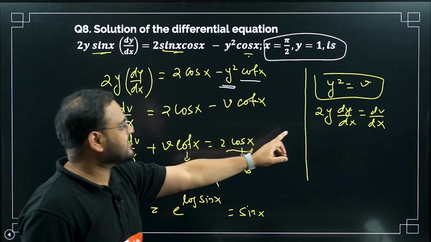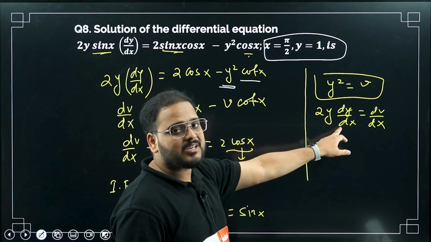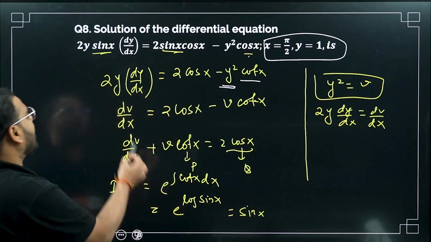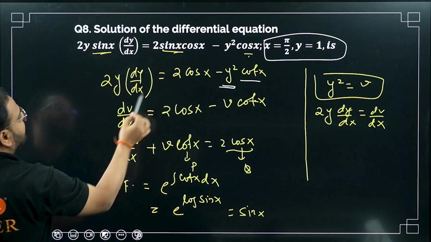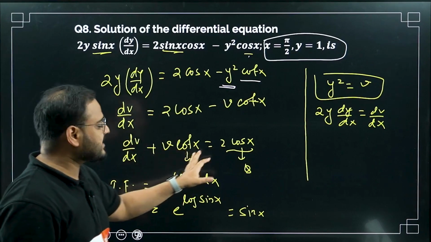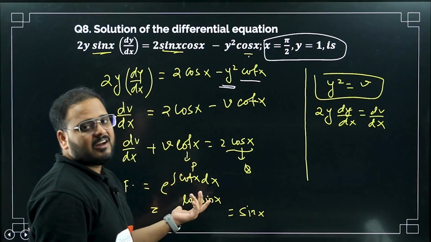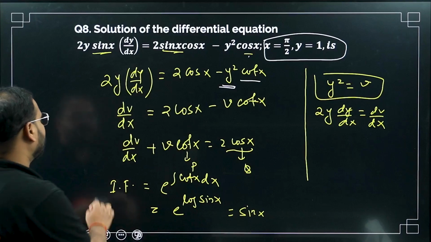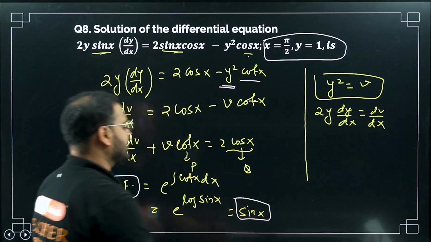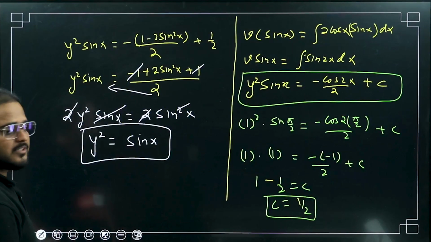So I put y square as v. Now v is a linear term. I have to do the differentiation to replace the v again. So 2y dy by dx equals dv by dx. I put this whole thing as dv by dx. Now I got into the standard form, dv by dx plus v cot x equals 2 cos x. From there we got p as cot x. Integration from here we can get IF as sin x, because integral of cot x is log sin x, and log and e are inverse functions.